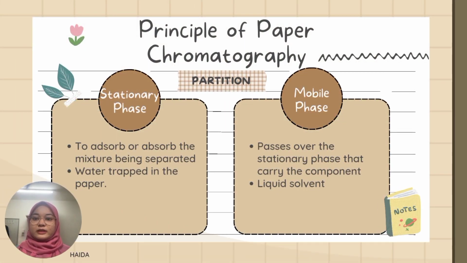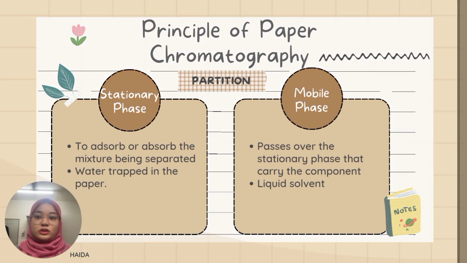Principle of paper chromatography. Paper chromatography is partition chromatography. There are two phases. First is the stationary phase and second is the mobile phase. The stationary phase is to absorb the mixture being separated. Meanwhile, the mobile phase is passed through the stationary phase to carry the components. The stationary phase for paper chromatography is water trapped on the paper. Meanwhile, the mobile phase is a liquid solvent.